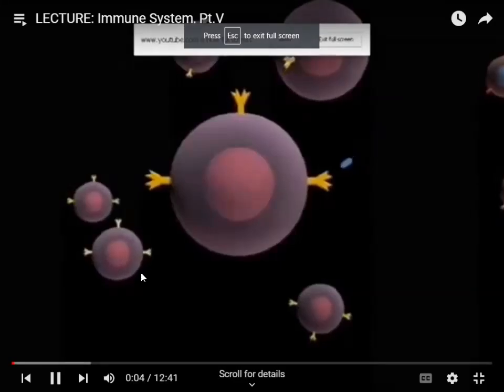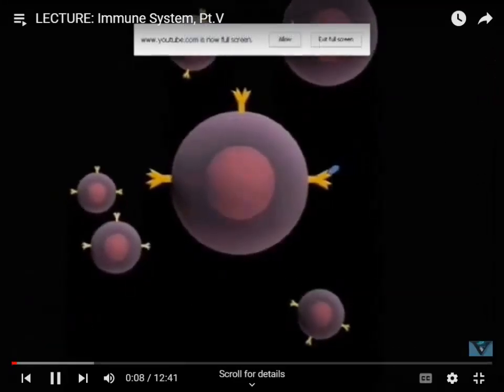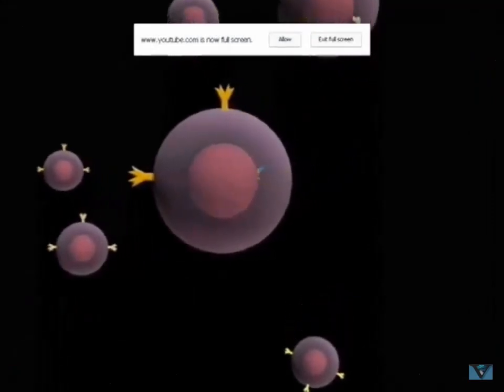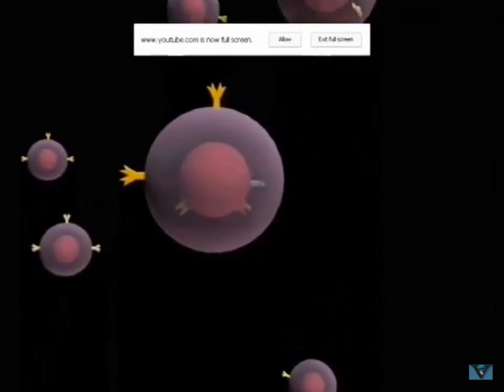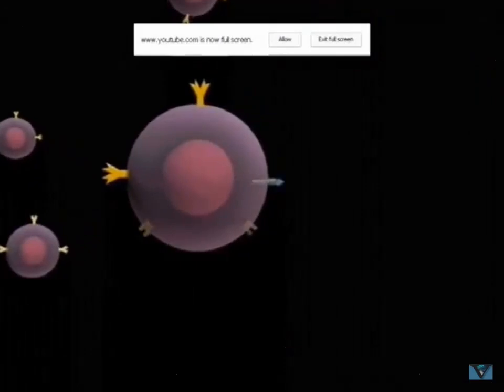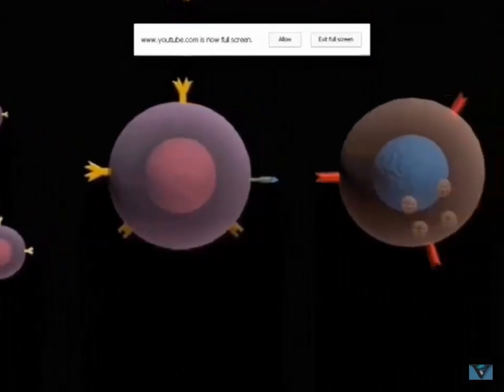This is a B cell with the immunoglobulin receptor, binds to the antigen, right? It'll be in the video now. Brings it in, digests it, and puts out a piece of it, right? Here's the T helper.